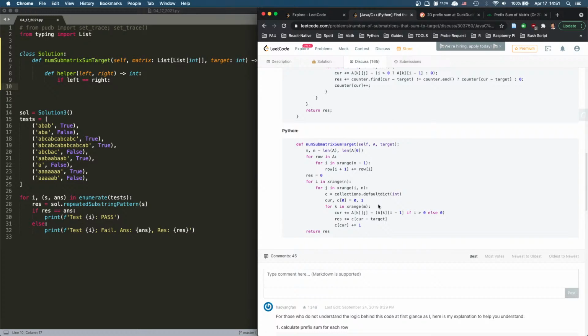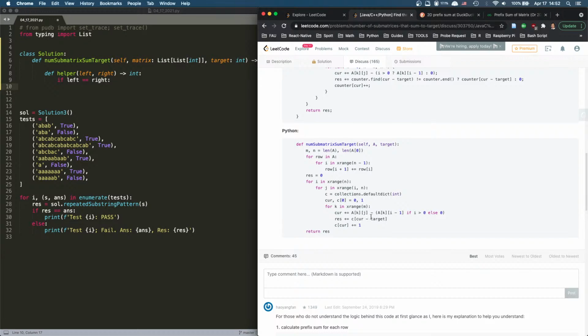We have current is 0, and then C0 is a count. Default date doesn't matter, default date counter. And then as we go through, the next one will be AK. That's the row J, will be on the right side. That's our sum.